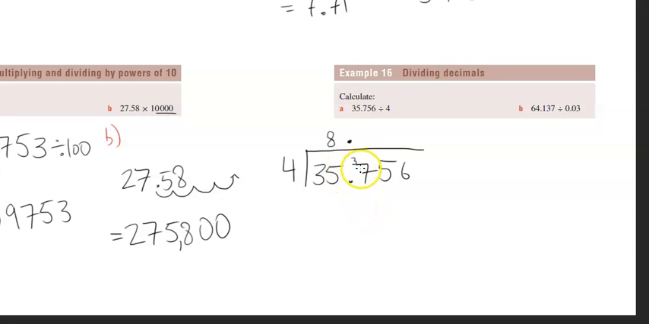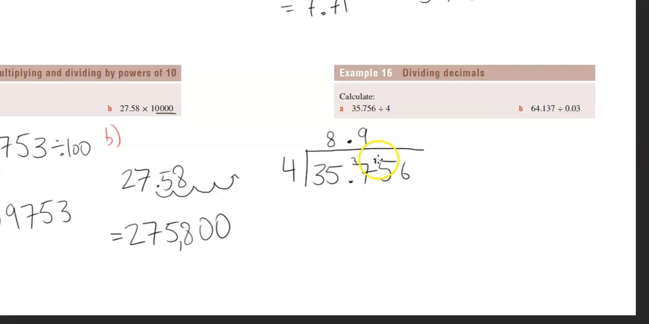Alright, so we carry this 3 over to here. Even though this decimal point is here, it makes no difference. We just still carry that 3 over to there. How many 4s go into 37? Try again. 4, 8, 12, 16, 20, 24, 28, 32, 36. So this is 9. This goes up to 36. With 1 remaining, 37. That 1 goes here.